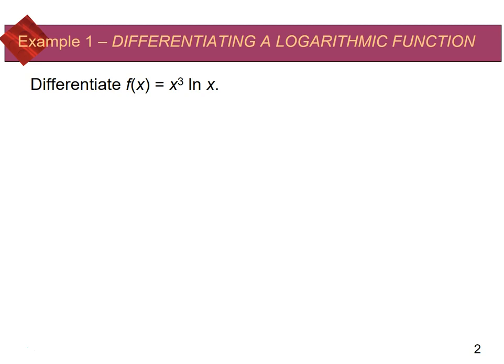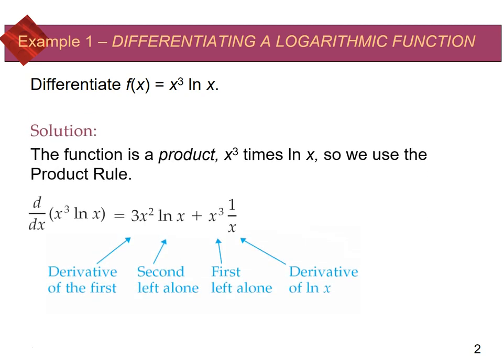So the product rule says that when I differentiate this, I'm going to do first 3x squared, which is the derivative of the first, times the second, which is left alone. So 3x squared times the natural log of x, plus x cubed, which is the first left alone, times the derivative of the natural log of x. Now, obviously, I have an x cubed times a 1 over x, which is basically dividing by an x. So I can simplify a bit further and say this is 3x squared natural log x plus x squared.